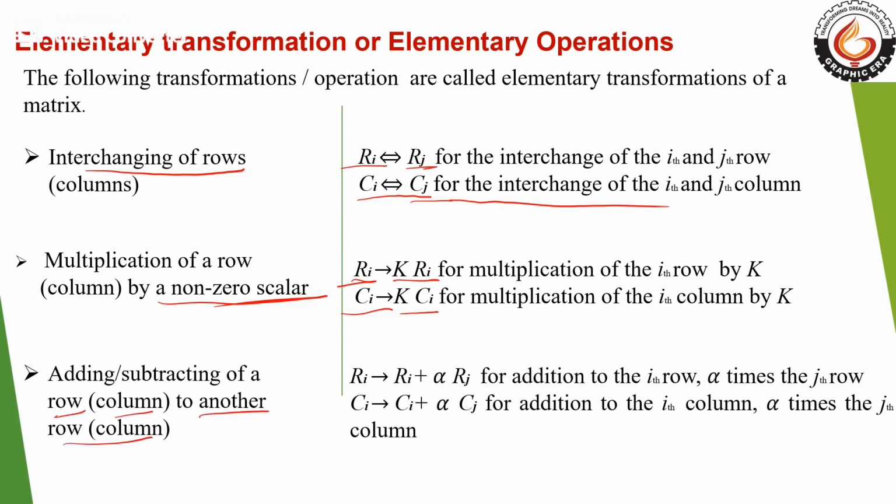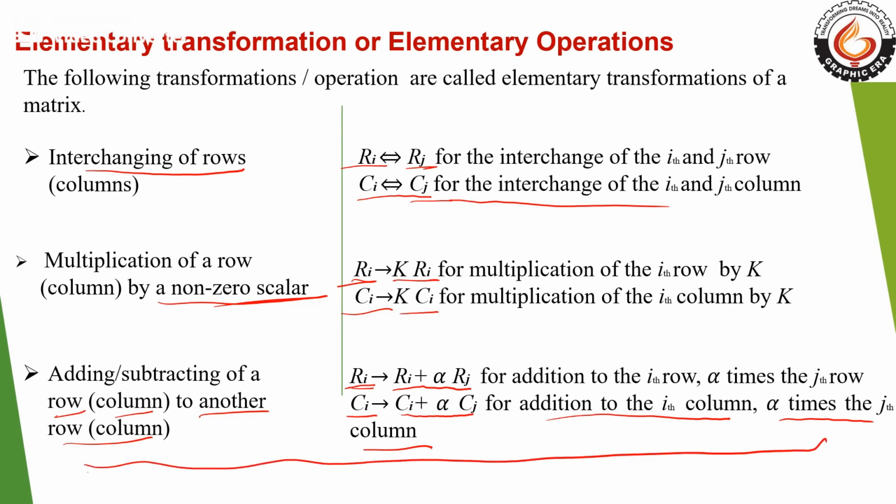The third elementary operation is adding or subtracting a row or column to another row or column. It means we can replace the ith row with the ith row plus alpha times any jth row, or the ith column with the ith column plus alpha times the jth column. So these are the three basic elementary transformations which we will use.